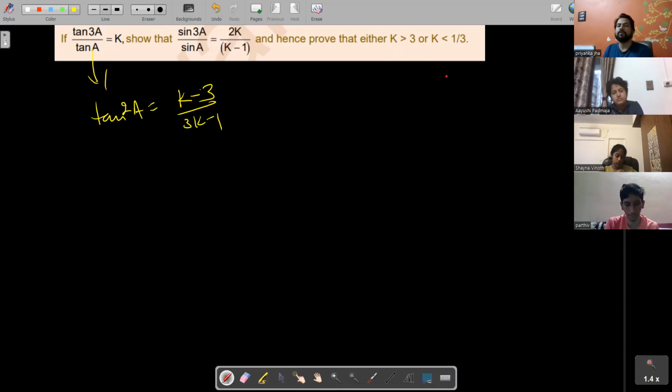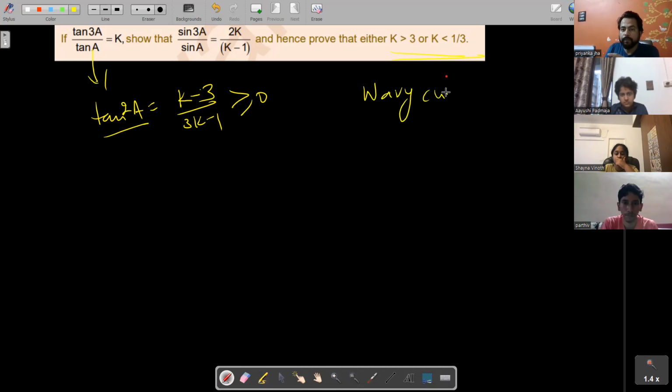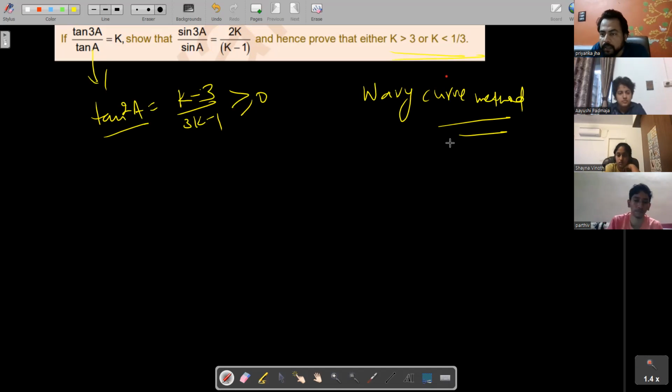Right. See, we have to prove this thing, na? So see, tan square A. Square of anything always gives you positive value, so greater than or equal to 0. Now apply Wavy curve method. Wavy curve method, how we apply? So you have to equate every factor. So there is a term Wavy curve method. Do you know, Saina? Parthiv? No, sir. Okay.